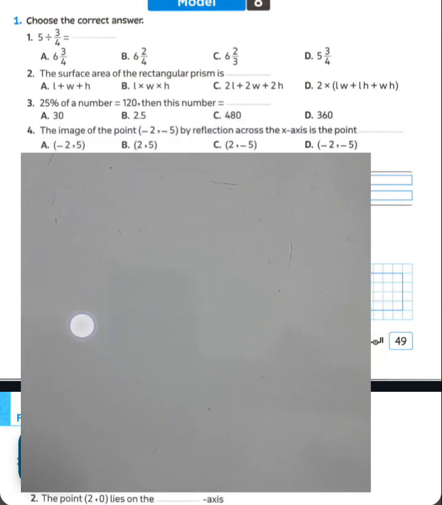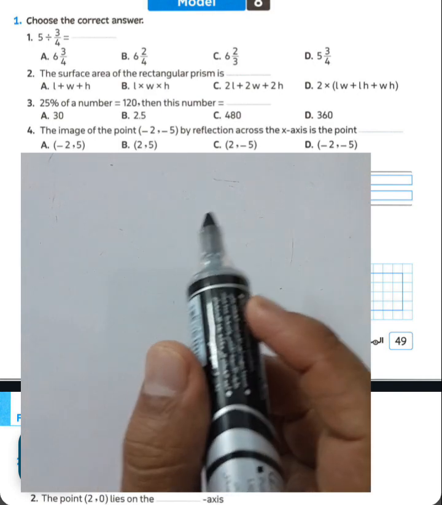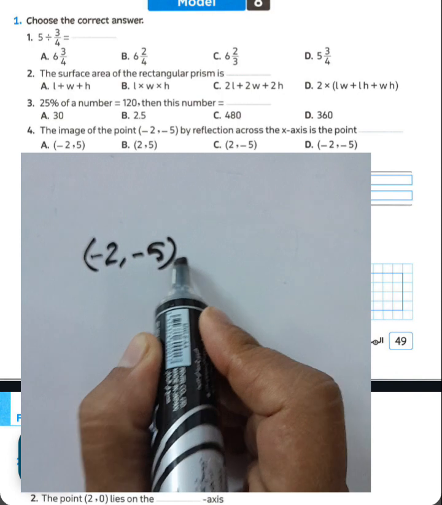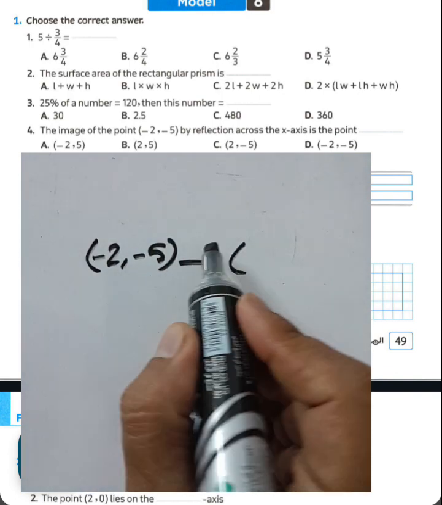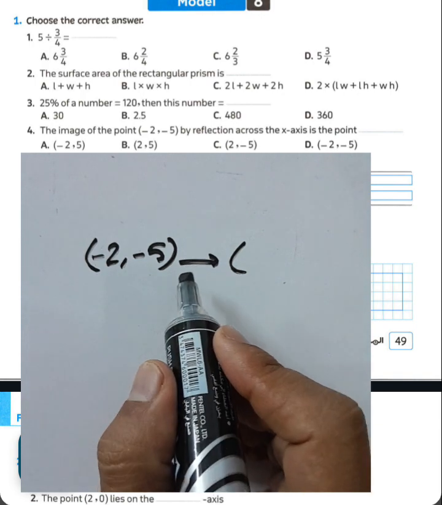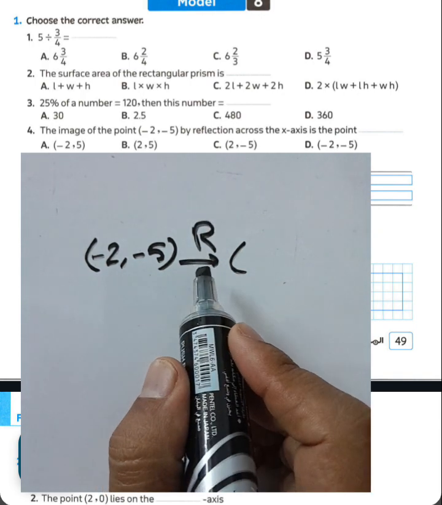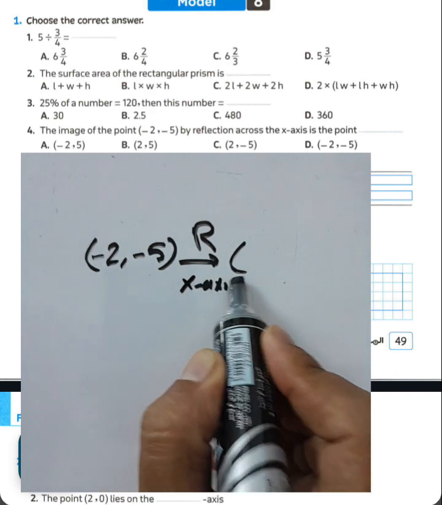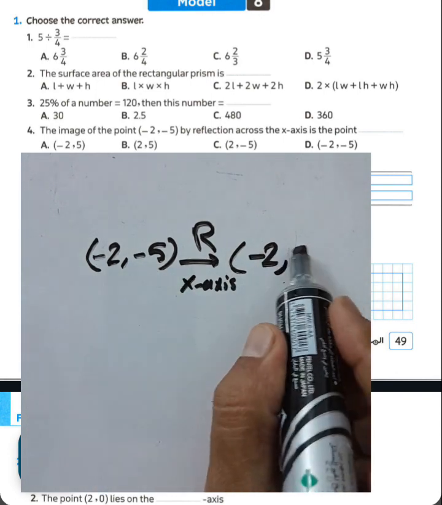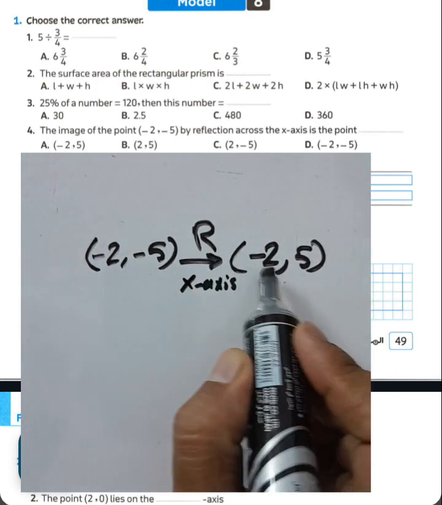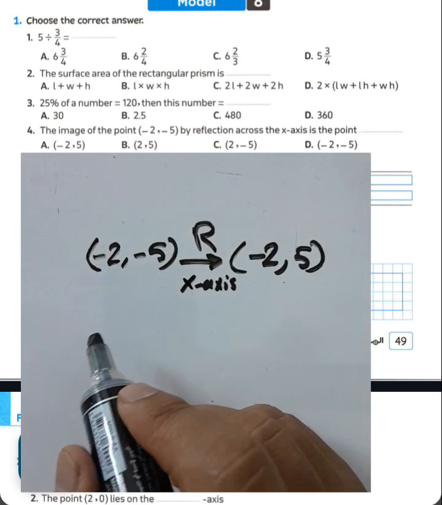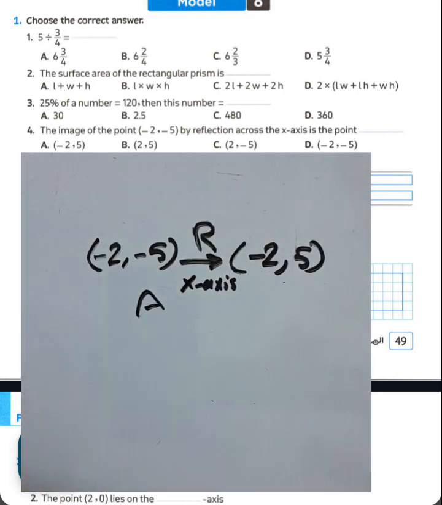Number 4. The image of the point by reflection across the x-axis. We have the point (-2, -5), and we want to find the image by reflection across the x-axis. We must keep x and change the sign of y. Then the result will be (-2, 5). (-2, 5) is letter A for question number 4.